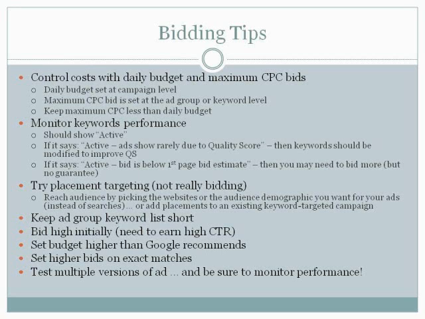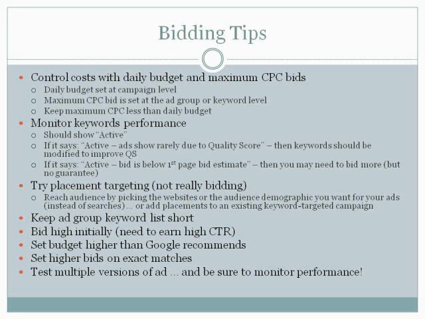Something else that you can do is try placement targeting. While I say it's not really bidding, it is in a way. I have a slide on that in another minute here. In this case, you're reaching the audience that you want by picking particular websites and basically paying for ads on those websites, or picking the audience demographic that you want for your ads. So it's not based on the search driving your ad placement, but more on particular websites or particular demographics. I have more on that in a second.